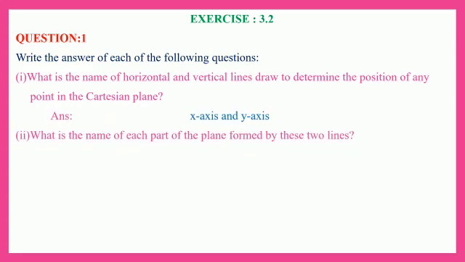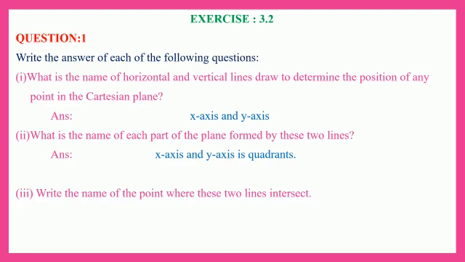Second subdivision. What is the name of each part of the plane formed by these two lines? We have four parts. Those four parts we call quadrants. Third subdivision. Write the name of the point where these two lines intersect. The intersecting point we call the origin. So the answer is origin.